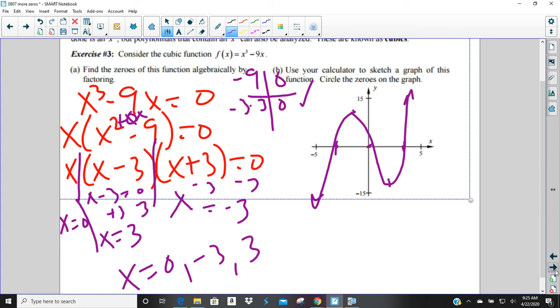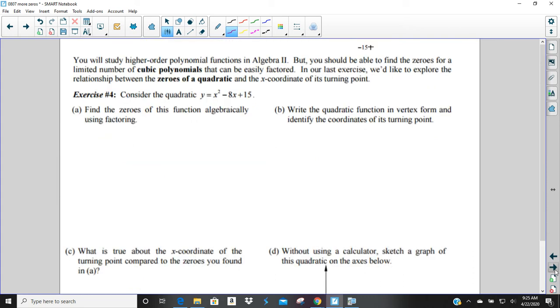All right, so let's go on to question 4. So we have a quadratic. They're actually going to want us to graph this thing using everything we know about quadratics. So let's see what we got. Find the zeros of the function algebraically using factoring. Maybe you want to pause this and go ahead and see if you get the same answer.